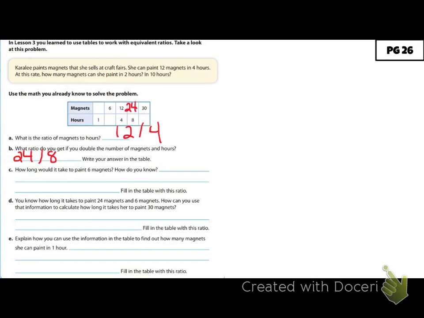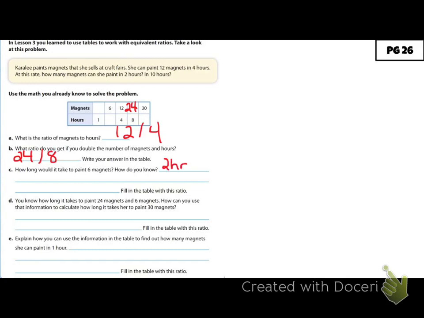So C then says, how long would it take to paint 6 magnets? And then how do we know? So if we're looking at this, what are we doing to each one of the numbers to figure out what we would need to fill into this box? So, to figure this out, we can look. 6 is half of 12. So we would then need to look at the number of hours, and we would think, what is half of 4? Half of 4 would be 2, so we know it would take 2 hours to paint 6 magnets.